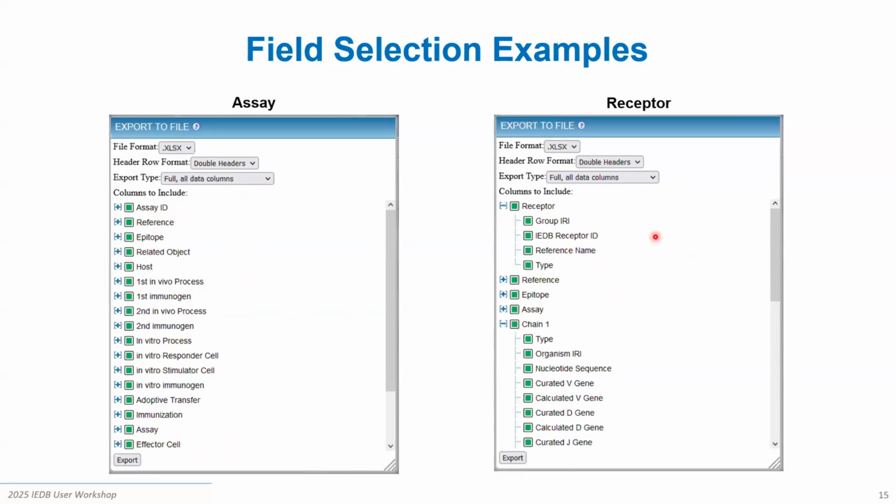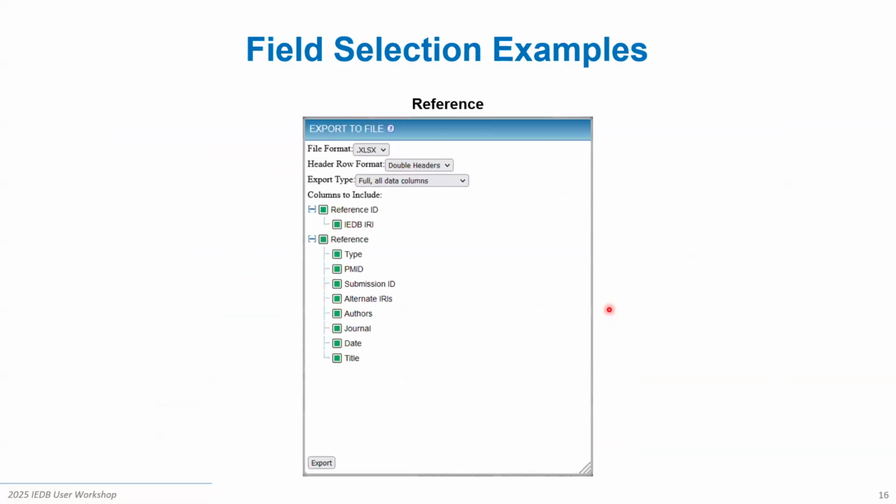We have the receptor ones, which again has a lot more data that you don't see on the results tab, but you would probably want on your exports. And finally, we have the reference export options here, which you can see all the options here.